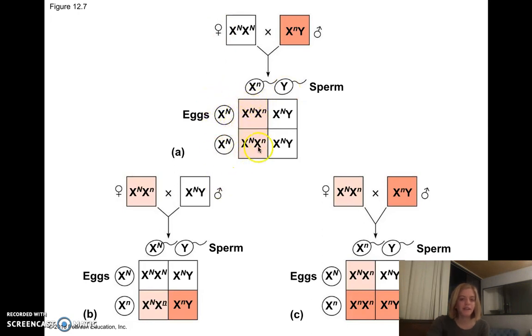You can see here, because we have the X and the X for the daughter, since she has that dominant trait, she is going to be normal phenotypically. The male is also going to be normal phenotypically because he got the dominant trait from each parent.